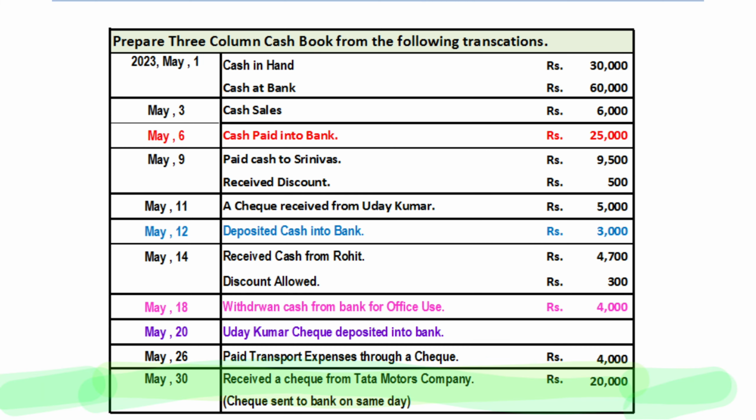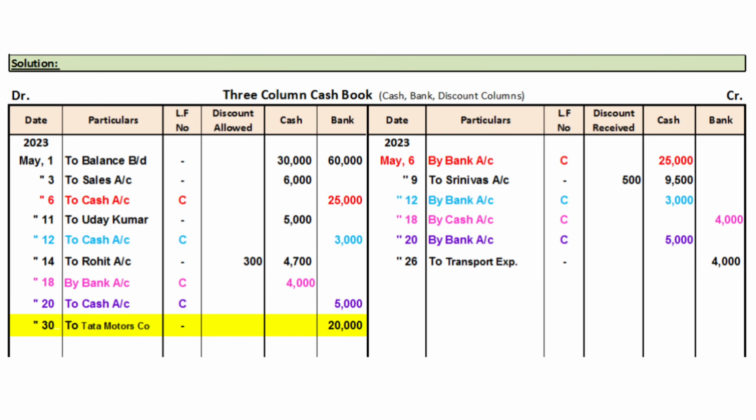Last transaction, date 30, received a check from Tata Motors Company, rupees 20,000. Check sent to bank on the same day. So if the firm receives checks from others, then we need to observe whether the checks are deposited in the bank on the same day or not. If the check is deposited in the bank on the same day, it should be written in the bank column on the debit side. If no information is given, it should be assumed that cash has been received and entered in the cash column on the debit side. In this problem, information is given, hence it is to be recorded on the debit side in the bank column.